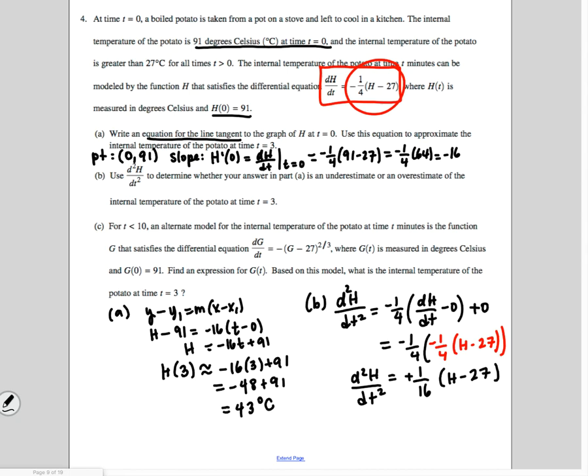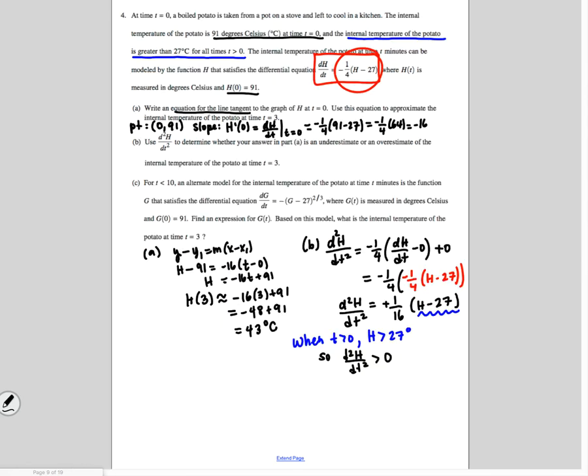So I think this is why they have this in here. It says the internal temperature of the potato is greater than 27 for all times t greater than 0. So we're going to say something like when t is greater than 0, h is greater than 27. So if h is greater than 27, then that means the second derivative is greater than 0. So we're concave up, okay?